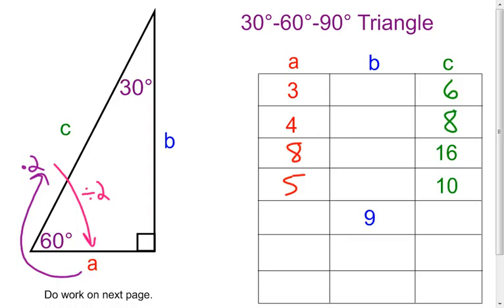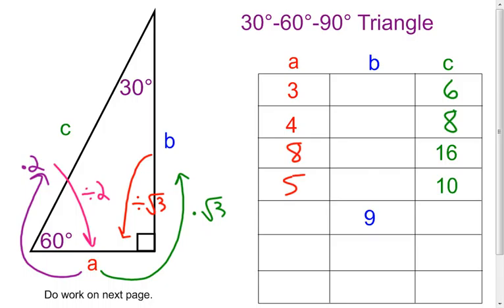Now it's just a matter of figuring out, how do I find that long leg? We could use the Pythagorean Theorem to find this, but I'm just going to give it to you. So to go this direction, in other words, if you know the short leg and you want to find the long leg, all you have to do is multiply by root 3. Which means if you're going to go back this way, if you know the long leg and you want to get back to the short leg, you're going to divide by root 3.